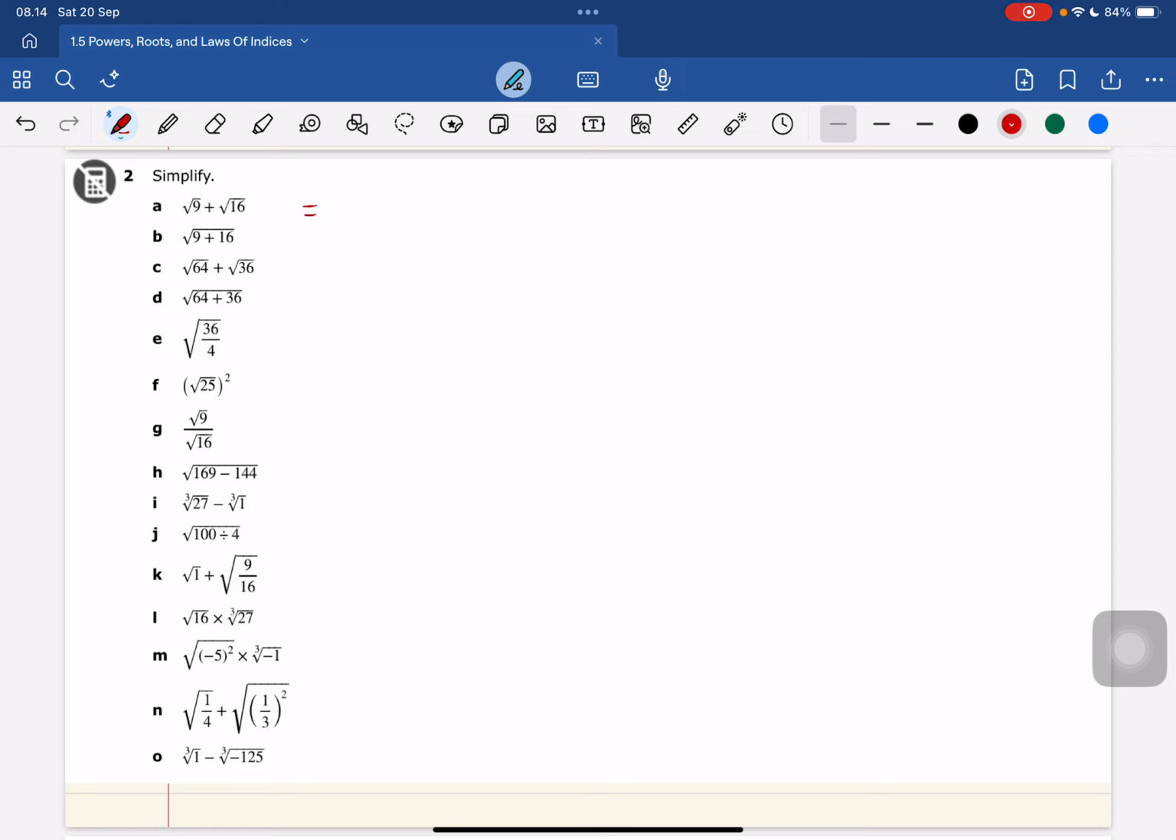Okay, number 2, simplify without a calculator. Square root of 9 is 3. The square root of 16 is 4. So the answer is 7. Next, this is an invisible bracket. 9 plus 16 is 25. So square root of 25 is 5.